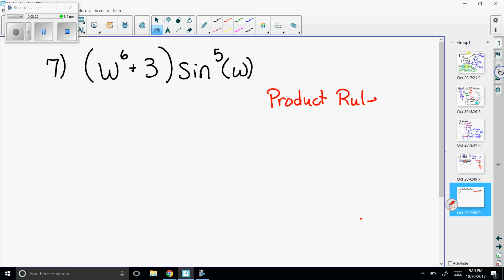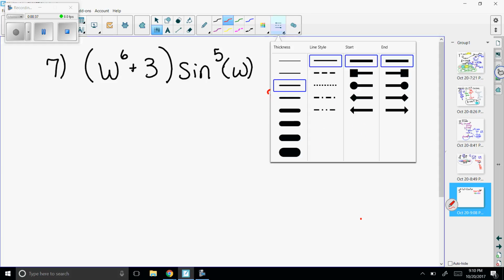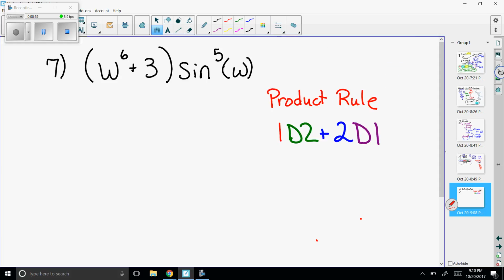And with the product rule, we know that it's 1 d2 plus 2 d1. So what we want to look at is distinguishing what is 1, what is 2, and then what is the derivative of them. I don't know if you want to do each one of these separately, but the first set of parentheses, that w to the 6 plus 3, that's going to be my 1.